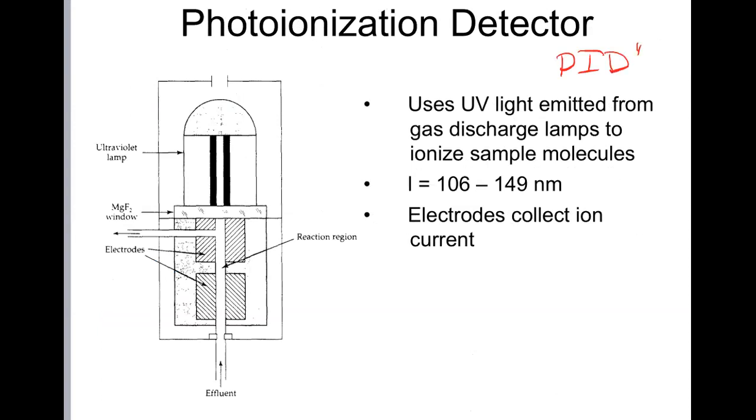The next type I want to give about is the PID. This is the photoionization detector. Another interesting detector. It's fairly general purpose. It uses UV light from a gas discharge lamp essentially to ionize sample molecules. Let's take a look at how this works.